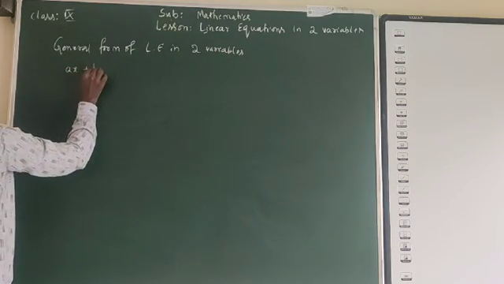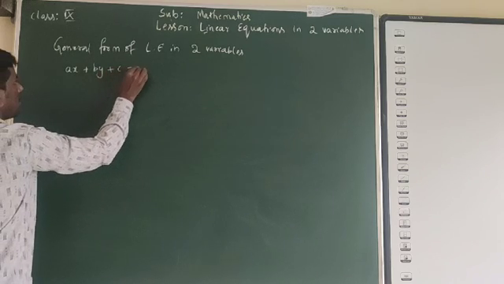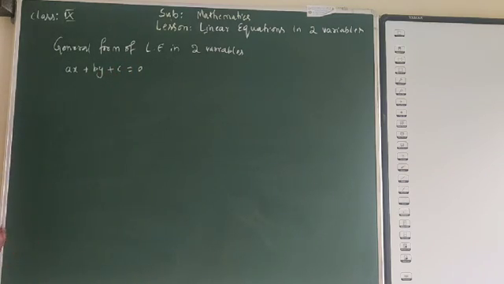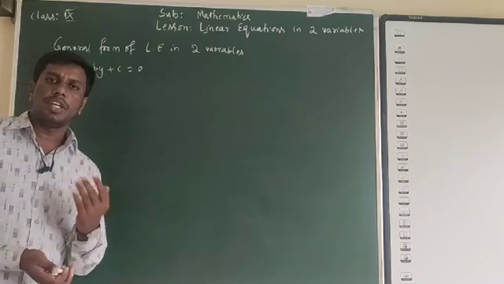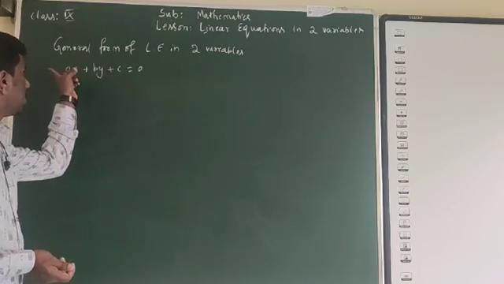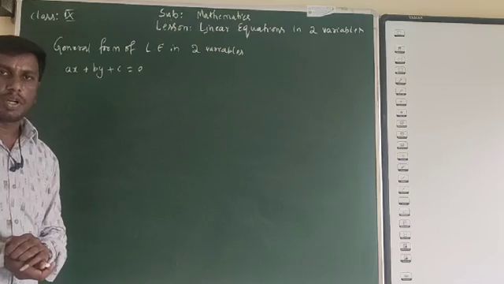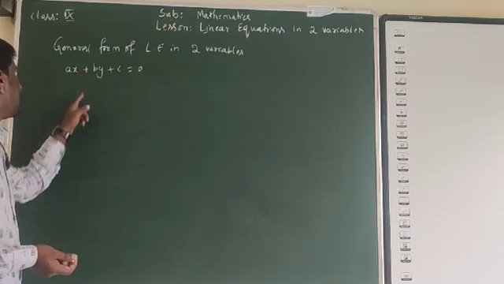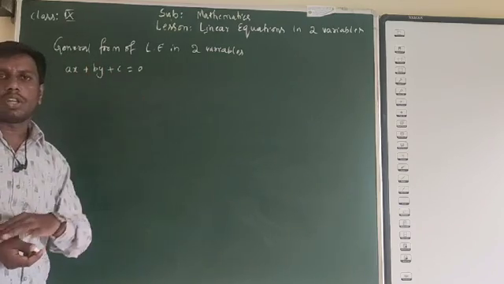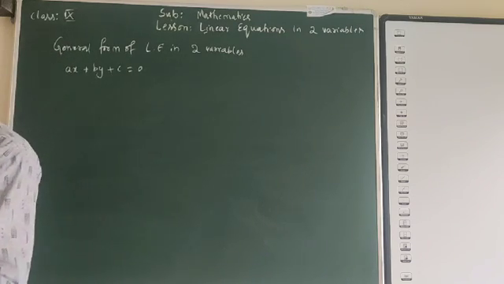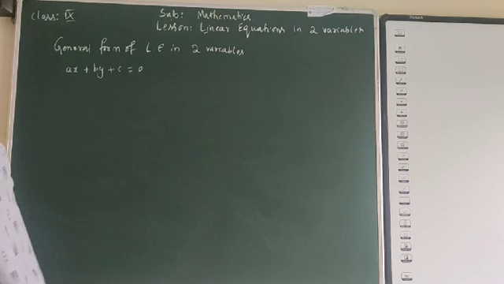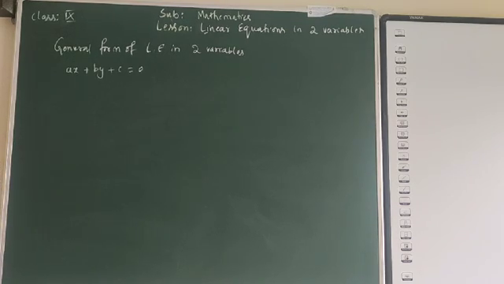The general form is ax plus by plus c is equal to 0. Any linear equation in two variables can be written in this form, and we can obtain the values of a, b, c, where a, b, c are constants and x and y are the variables, as we know. So we'll write that this is the general form, where a and b are not both 0, and it is called a linear equation in two variables.